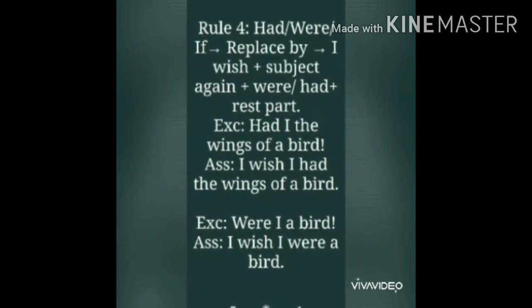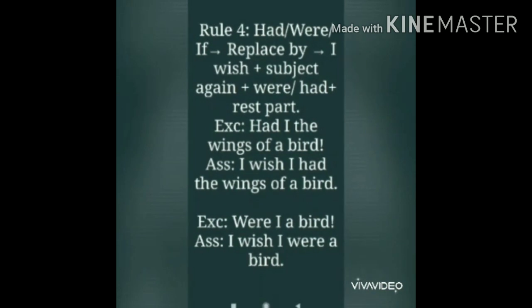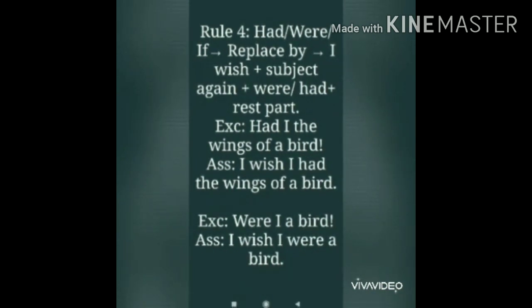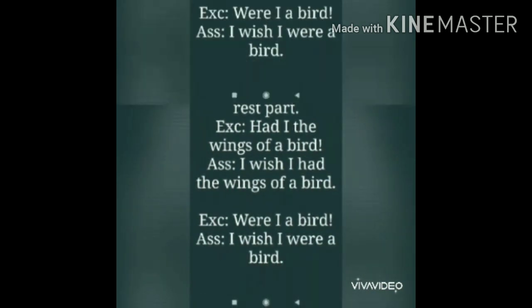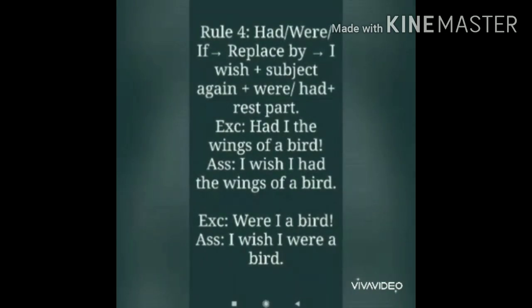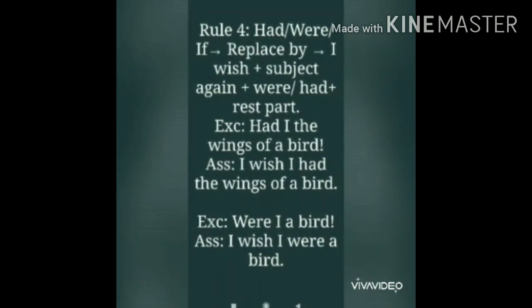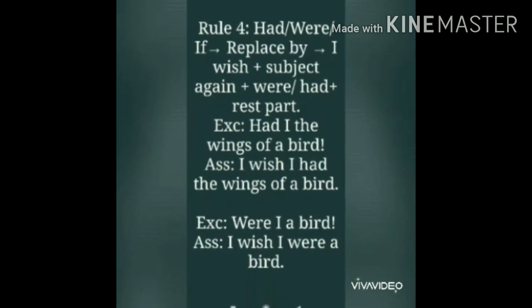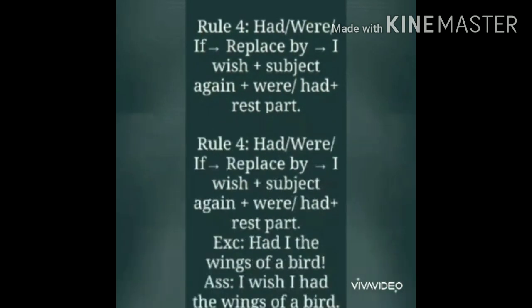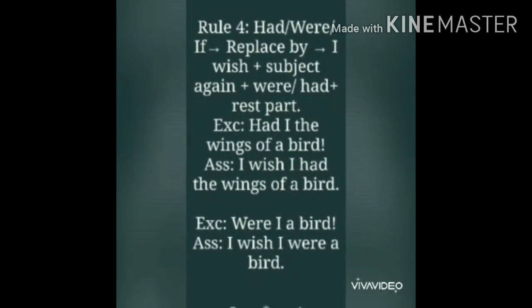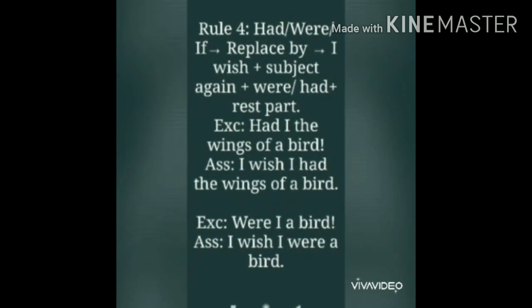For example, had I the wings of a bird. Changing had to I wish, the assertive sentence becomes I wish plus subject I plus had plus the rest of the part of the sentence. That means it has become: I wish I had the wings of a bird.